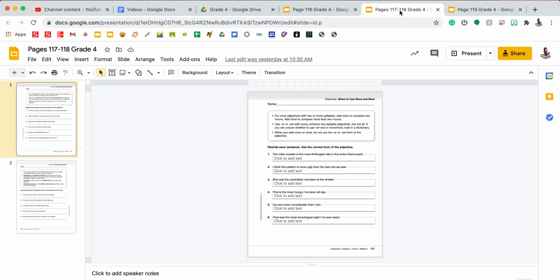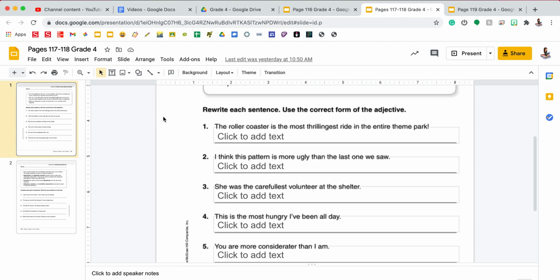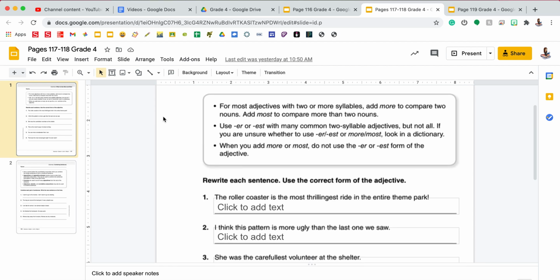On Tuesday, you will be assigned pages 117 to 118. Page 117, we're going to be looking at when to use more and most. The box at the top states for most adjectives with two or more syllables, we add more to compare two nouns, add most to compare more than two nouns. We use ER or EST with many common two-syllable adjectives, but not all. If you are unsure whether to use ER or EST or more or most, look in a dictionary.